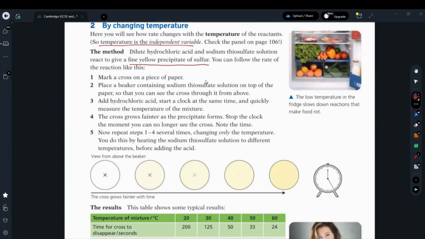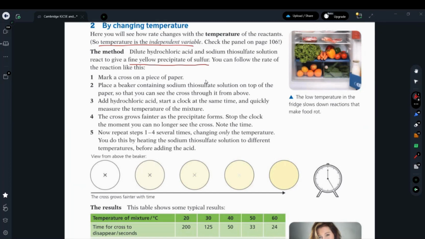You take a circular paper in this scenario, mark a cross on the circular paper, and place the beaker containing sodium thiosulfate solution on top of the paper. So basically, you take the paper and put it in a beaker which would fit that paper. In this case, we usually do it with a 100 cm³ beaker. So we put the paper at the bottom of the beaker and pour sodium thiosulfate on top of the paper. Basically, what it does is it improves the visibility of the chemical reaction.